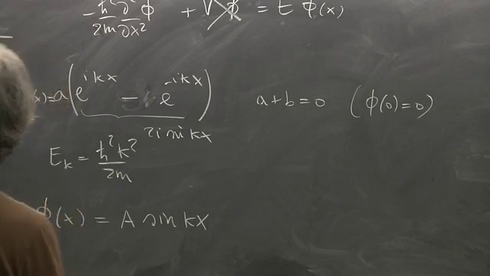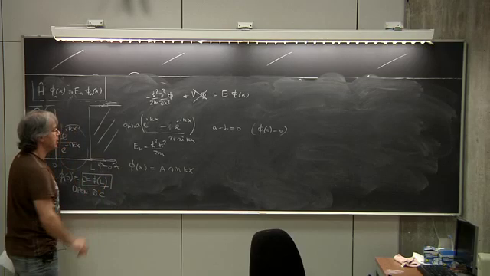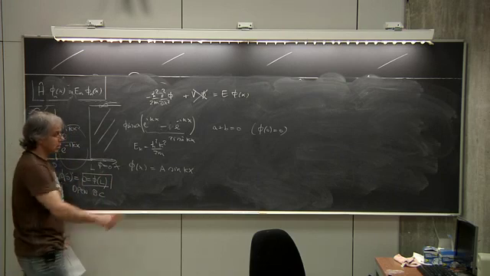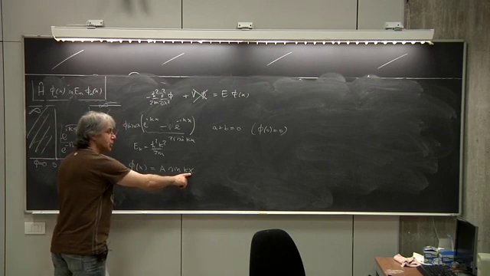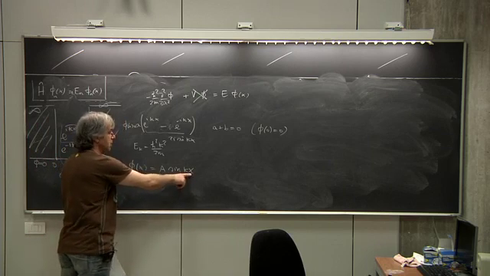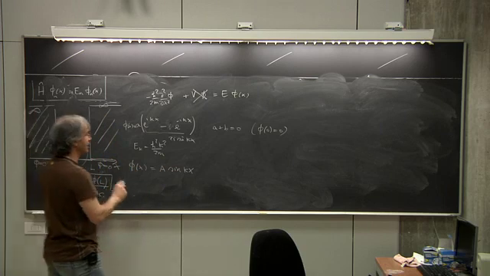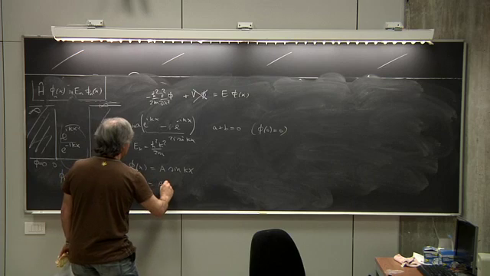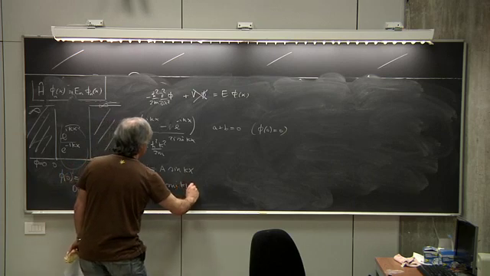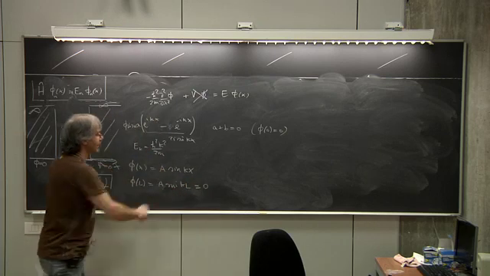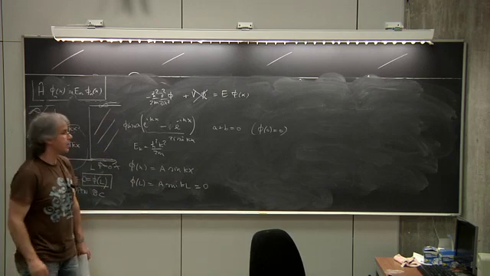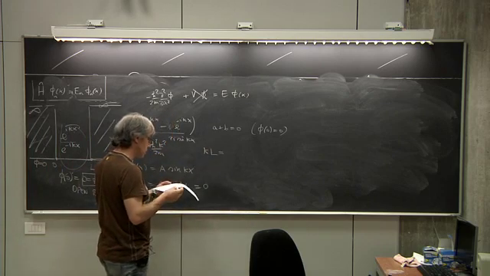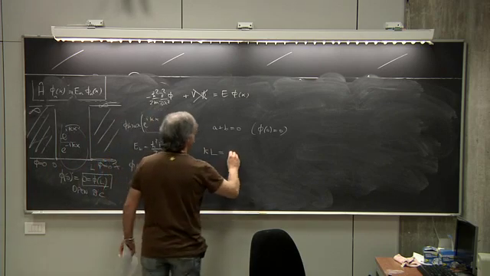But still, I have to impose this. So not all possible cases would do that, okay? You see, all possible cases are such that when you multiply by 0 here, you get 0. But you want also that phi of L, which is a sine of KL, should be 0. But the sine of KL is 0 when K times L is n pi.